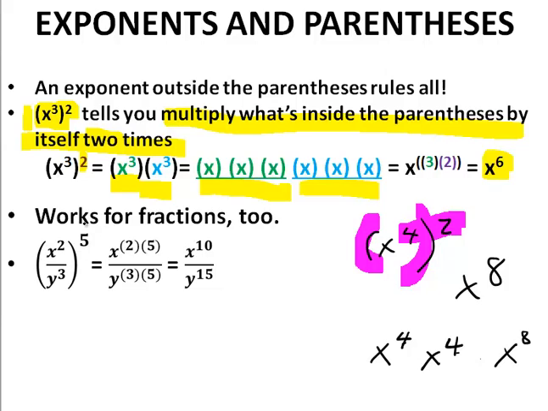This works for fractions as well. This particular rational expression is all to the power of 5. So because of the parentheses, I can distribute the 5 both to the numerator and to the denominator. So in the numerator, I'll have x to the second to the 5th power, so that's x to the 10th, and the denominator is y to the 3rd to the 5th power. I'm multiplying them, so that's y to the 15th. Again, it distributes both to the numerator and to the denominator, and only because there's a parentheses am I multiplying.